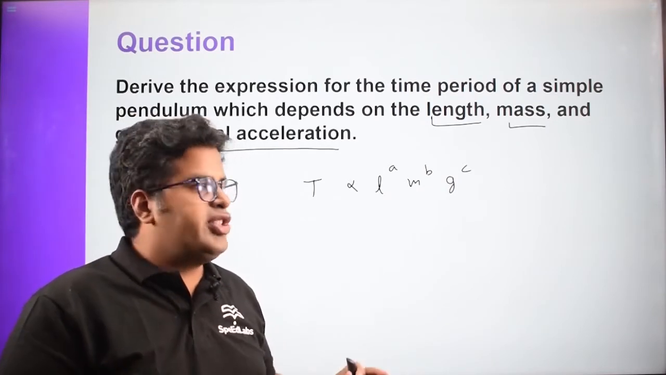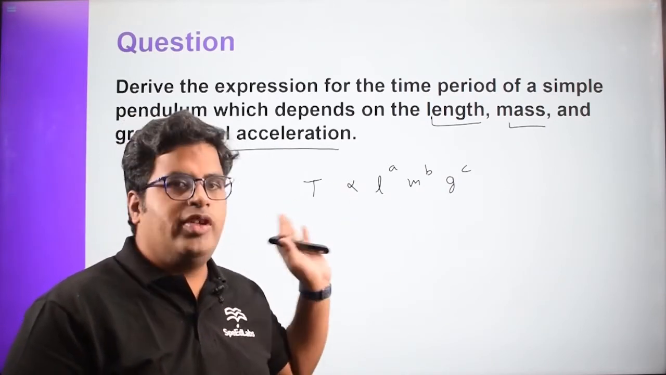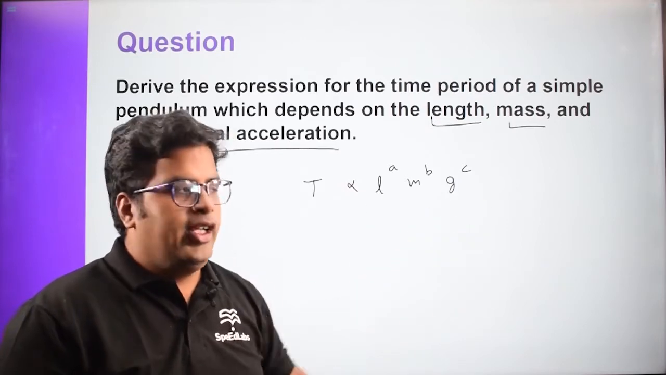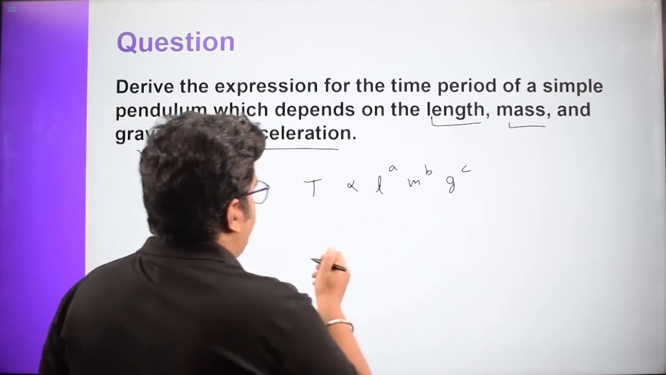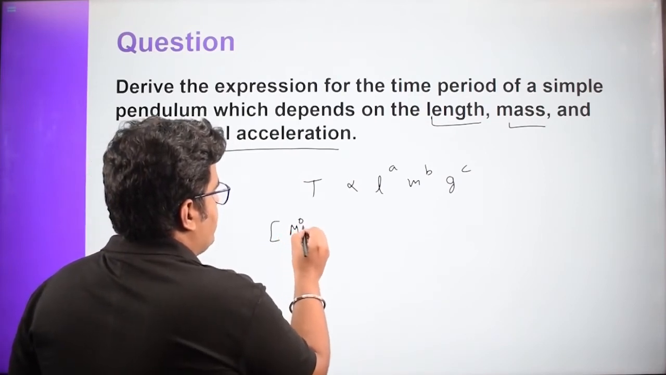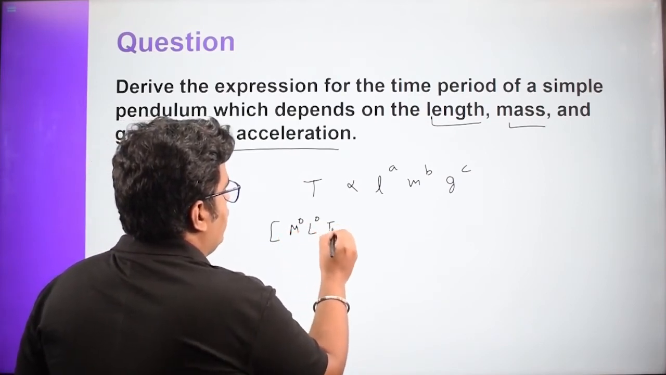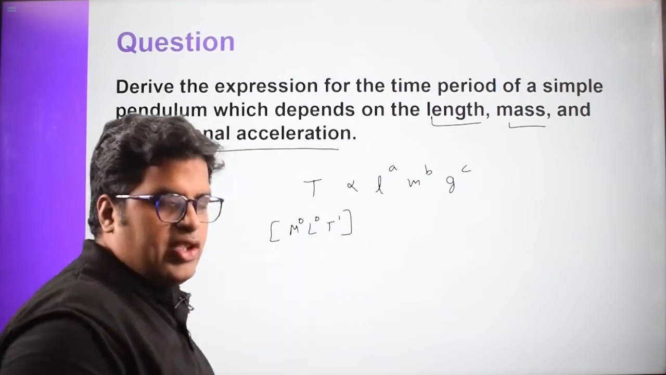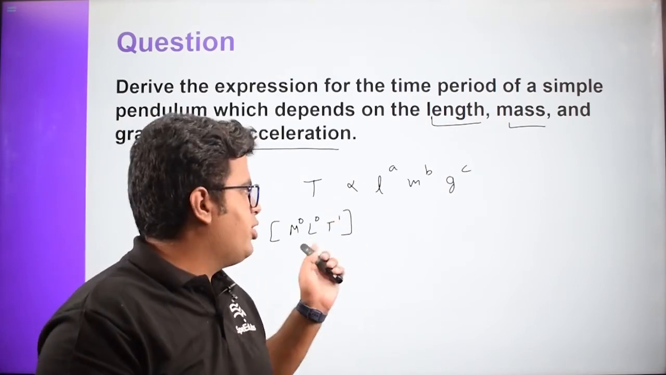Now using the dimensions, we have to basically establish a relation between time period, L, M and G. So what we are going to do, we are going to use the dimensions. What are the dimensions of time? That is going to be M0 L0 T1. I hope it is clear that dimensions of time period is M0 L0 T1.